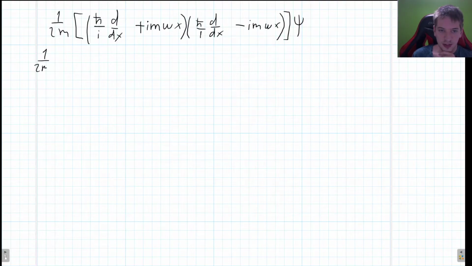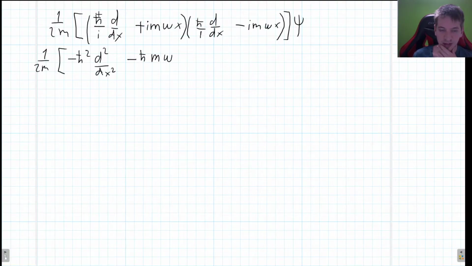So we get this 1 over 2m outside, and let us now multiply this first one with this one. So we just get minus h bar squared d squared dx squared. Then we get this times what is here. So the i's will cancel out and we get minus h bar m omega. And now be very careful, please. Sometimes when you're just starting out, it is easy to commute things without thinking about it. So don't write just x and d by dx, right? You have to respect the order in which things come.